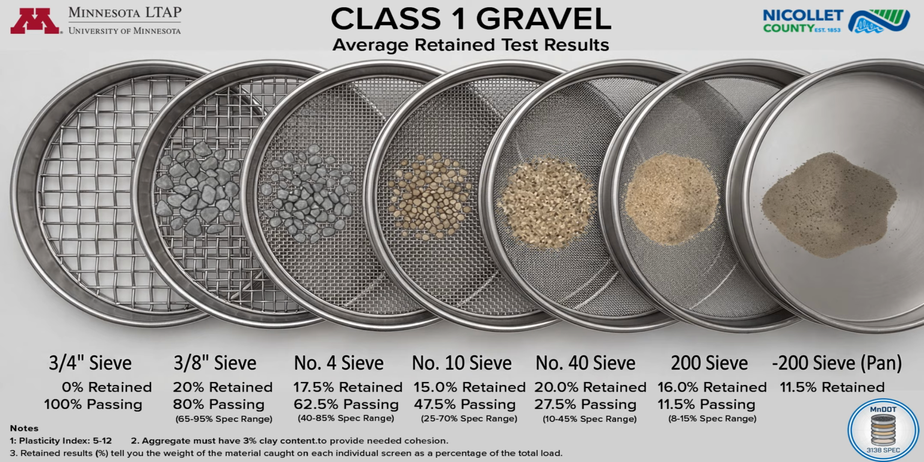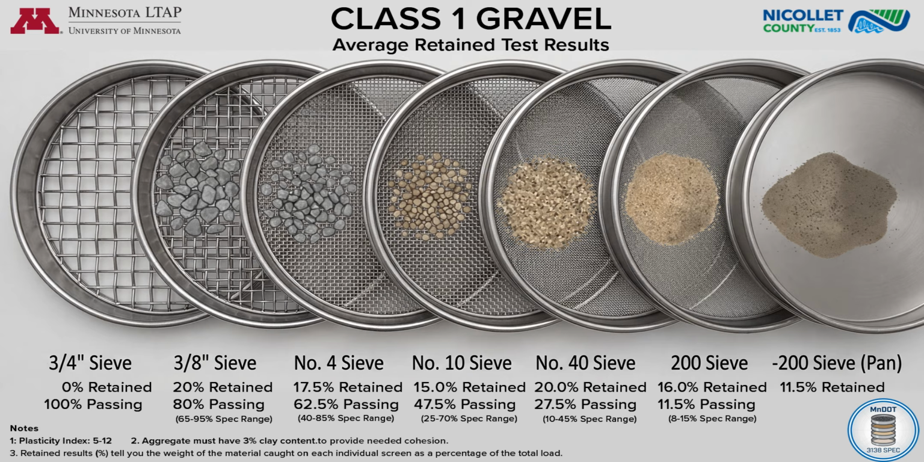As we move down the stack, the holes get much smaller, catching the last of the rock particles and allowing the sand to pass. Number 10 sieve. We retain 15% here, with 47.5% passing. The retained material on the number 10 sieve is fine rock, the smallest of the gravel particles, while the passing material is our sand and fines, which fill the gaps between the rocks to provide stability.